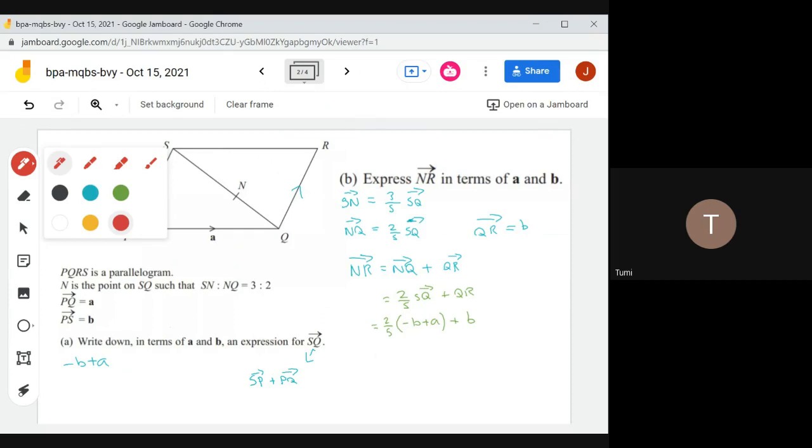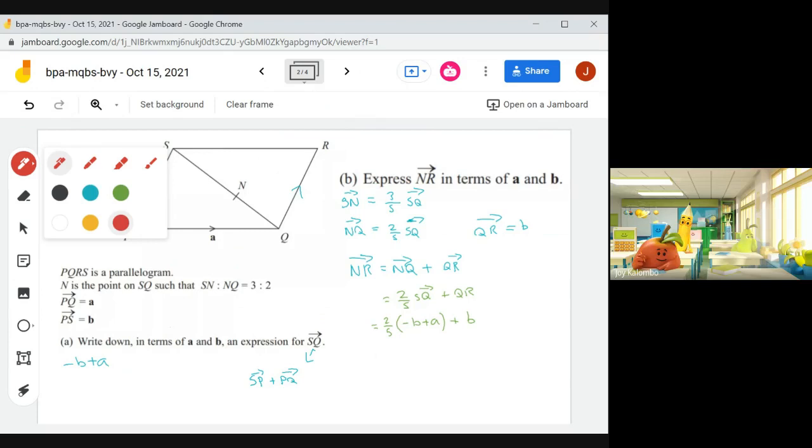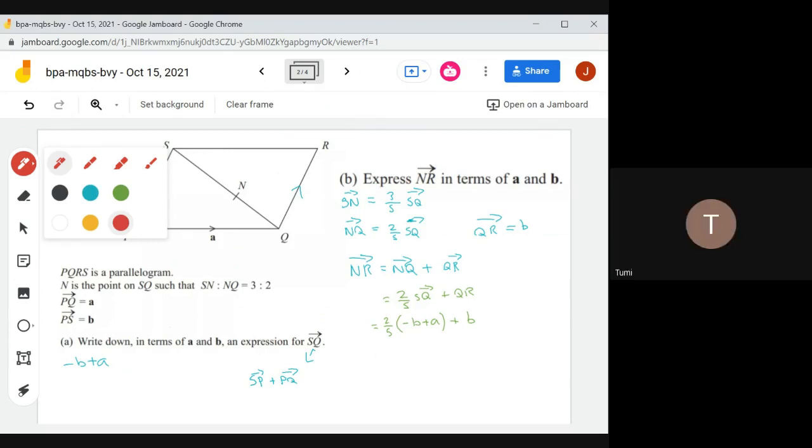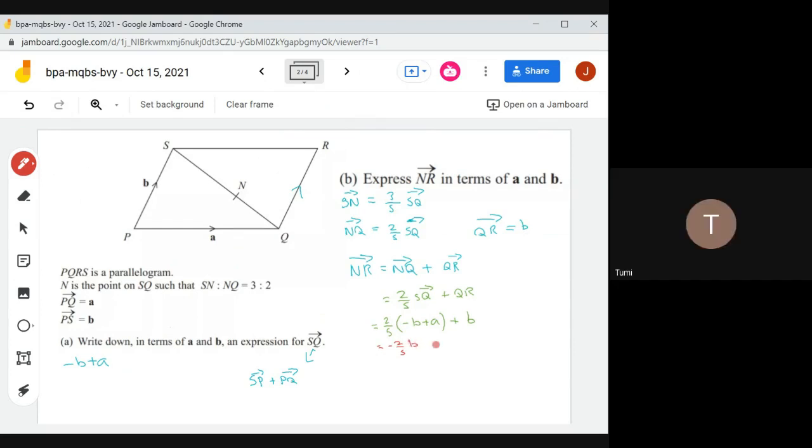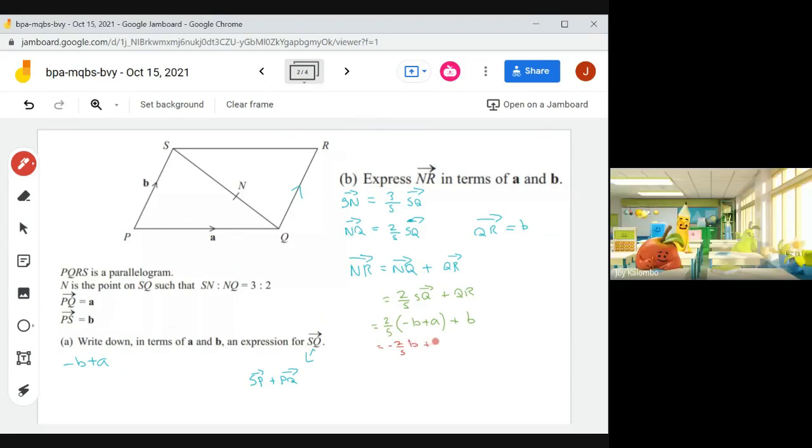Would that be 3/5 B plus 2/5 A? Sorry, say that again. Minus 2/5 B plus, wait, minus 3/5 B plus 2/5. Well, we'll do it step by step. So minus 2/5 of B, 2/5 of A, plus B. Yep.